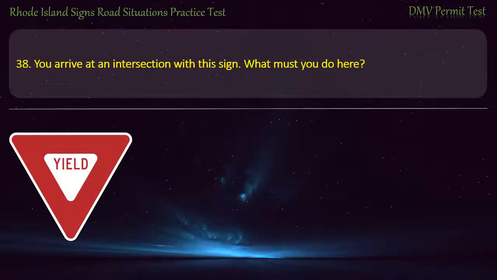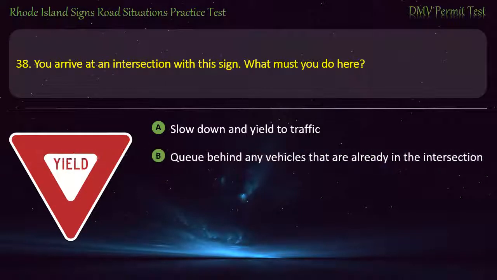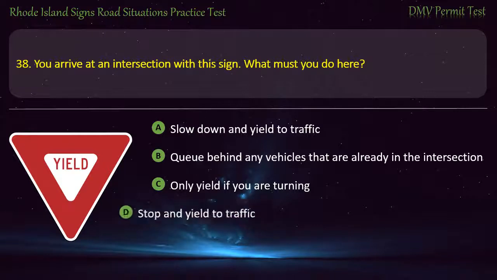Question 38. You arrive at an intersection with this sign. What must you do here? Slow down and yield to traffic. Queue behind any vehicles that are already in the intersection. Only yield if you are turning. Stop and yield to traffic. Answer. Slow down and yield to traffic.